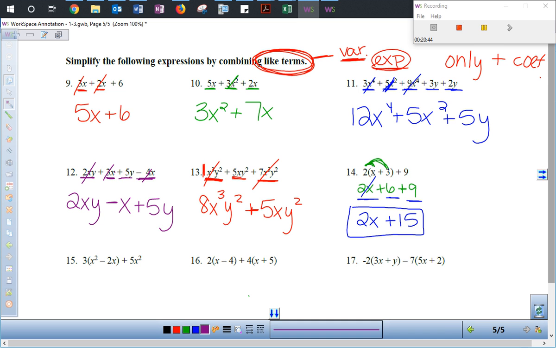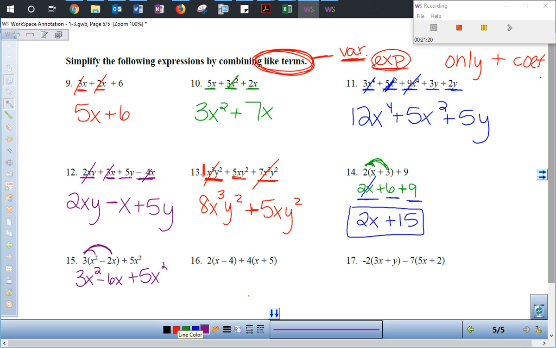On number 15, first we need to distribute before we can combine like terms. So I want to take this 3 and distribute it through my quantity. So go ahead and pause the video and distribute that 3 throughout your quantity. Hopefully you get 3x squared minus 6x. And then this 5x squared is not inside of the quantity, so we don't multiply by it, we just bring it down for the ride.